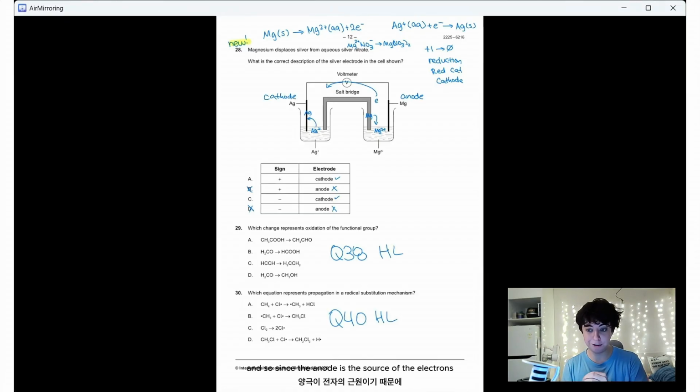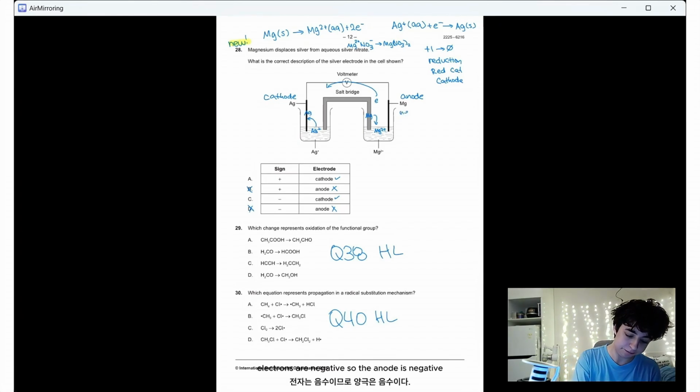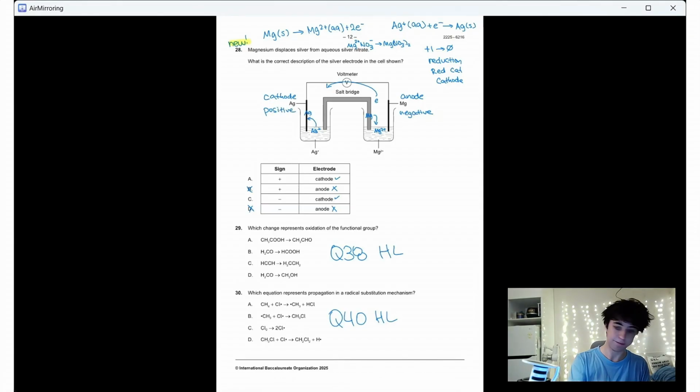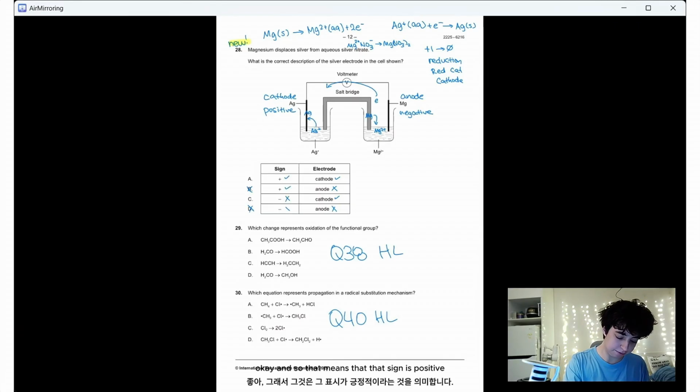And so since the anode is the source of the electrons, electrons are negative. So the anode is negative. Meanwhile, our cathode is attracting the electrons. There has to be a reason they're going over there, right? And so the only reason would be if they're attracted. And so that means that this has to be positive. Okay, and so that means that that sign is positive, which makes the answer to this one A.